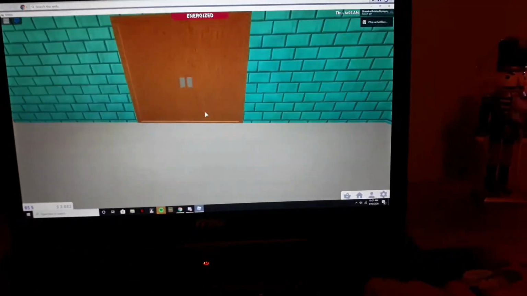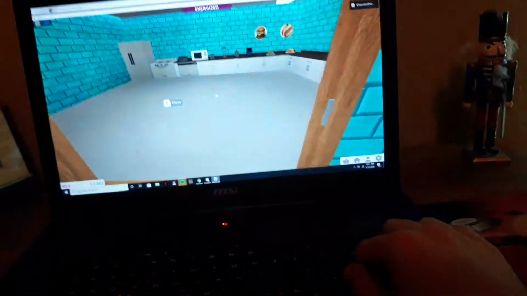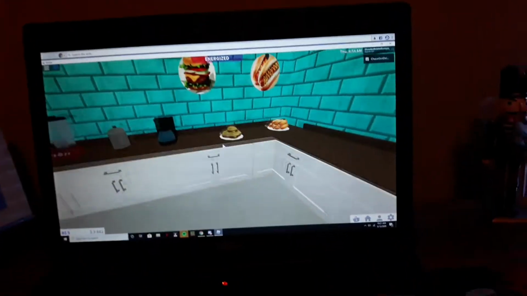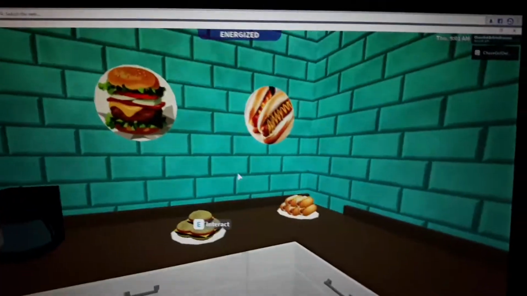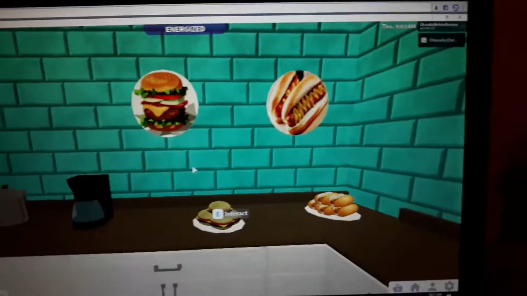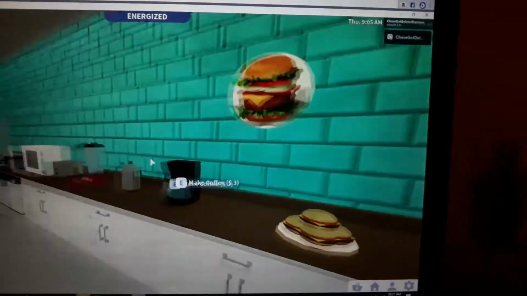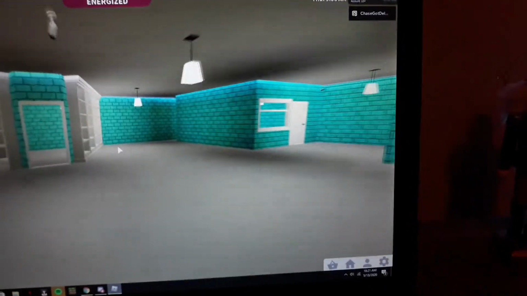Then once you ring it, you go in here and you have to make the food that's on the wall for Chica. So you have to make hamburgers and hot dogs. Then once you do that, you can go to the next room.